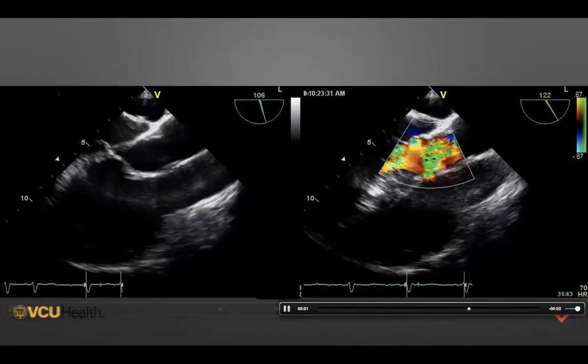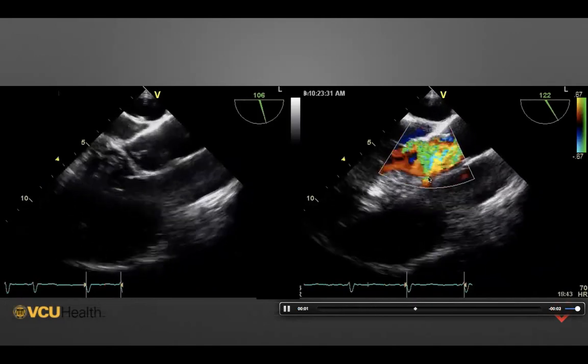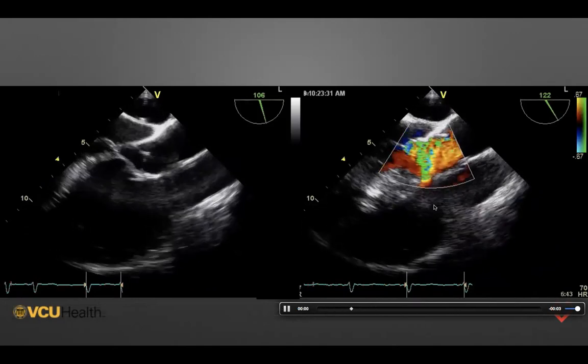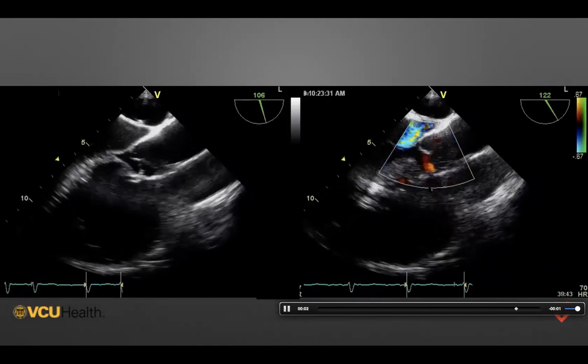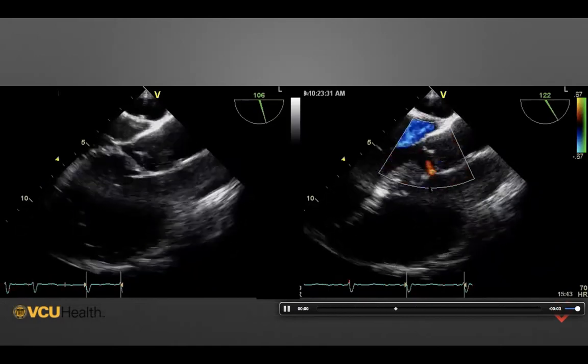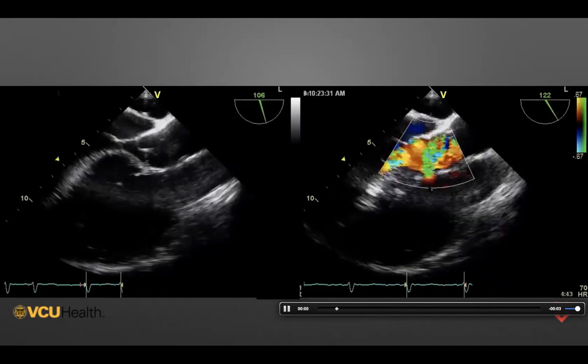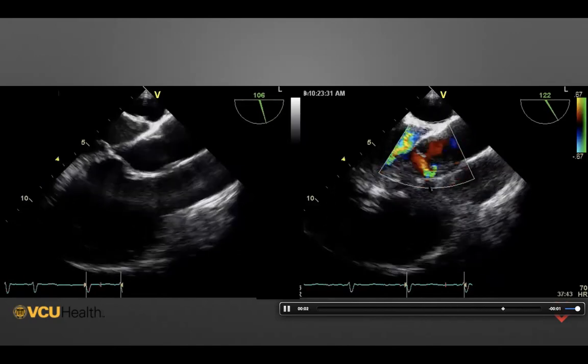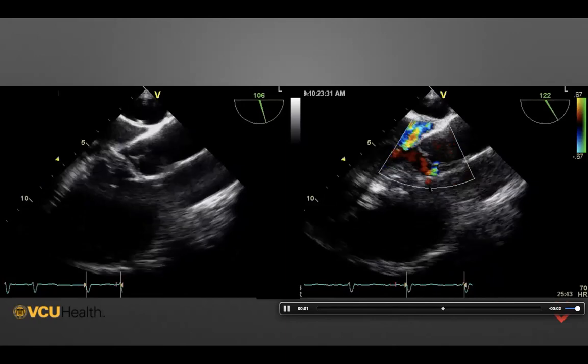Here you see a VSD going from right ventricle to left ventricle. The right ventricle pressures are higher than the left ventricle. Please note that the VSD is continuous flow during systole and diastole. It's just that it has a greater amount of flow during systole.